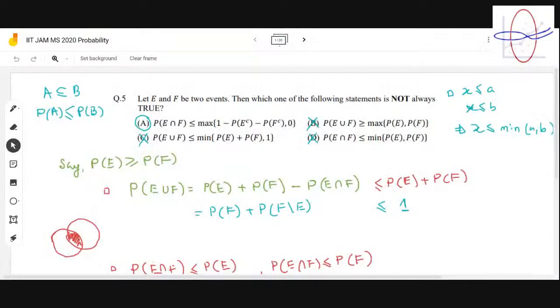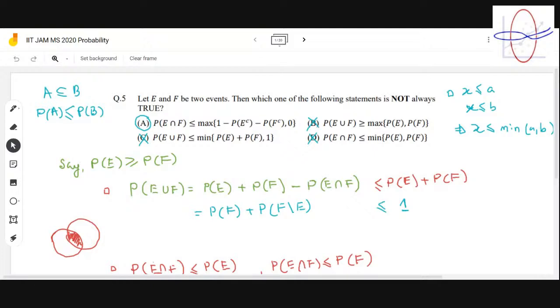Hello guys, welcome back, and we will be discussing now a few problems on probability from IIT JAM 2020, and I think it will help you guys to recap the ideas of probability that you have. Okay, so let's start.